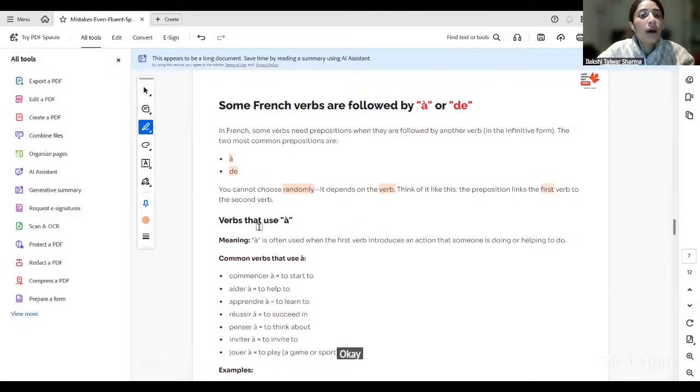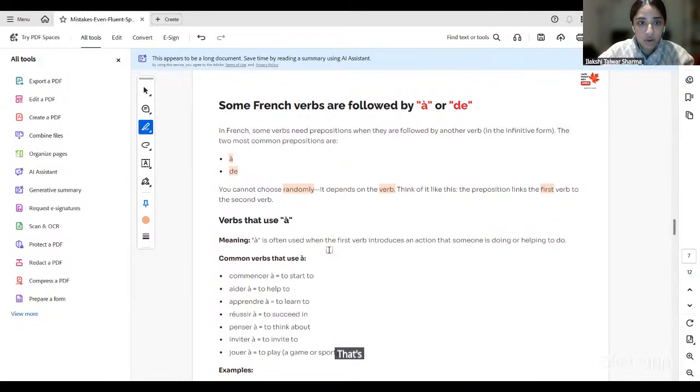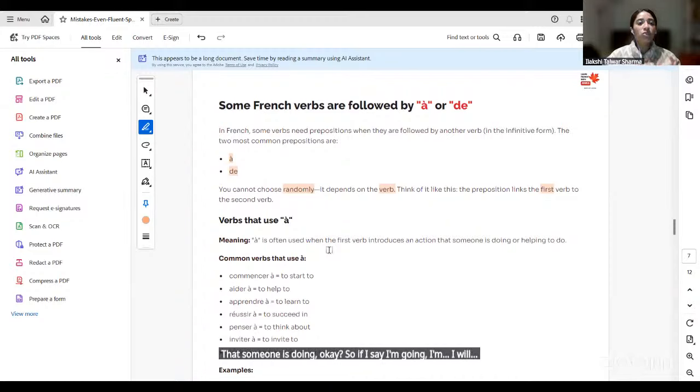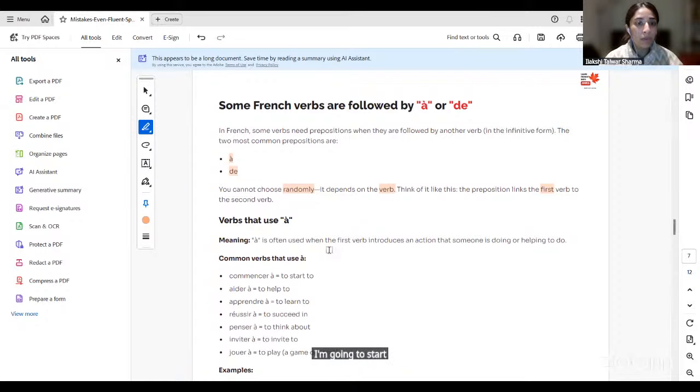Okay, so verbs that basically take à are often used when the verb introduces an action that someone is doing. Okay, so if I say the class is going to start at 10 a.m. or I'm going to start to help people.